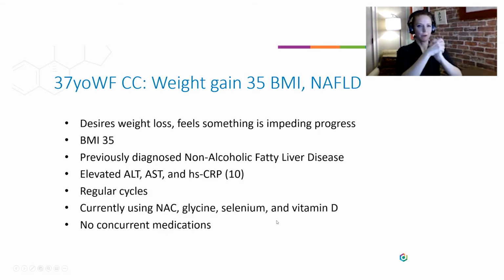All right, now we have our 37-year-old, and we'll look at all of these side by side, don't worry. Now we have our 37-year-old female. She has weight gain, she's BMI of 35, also has fatty liver. Her presentation's a little bit different. Her cycles are regular, but she does take supplements for her fatty liver. She's using some NAC and glycine, selenium for that glutathione system, and some vitamin D. And she's not using any medications as of yet.